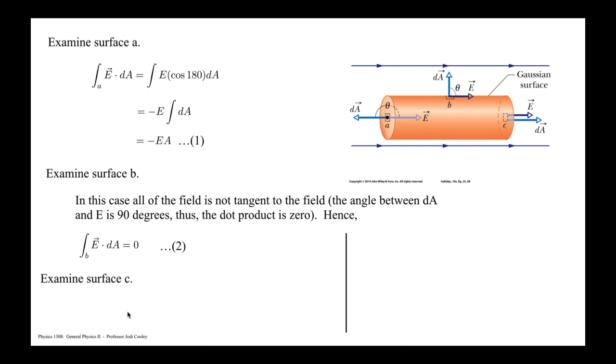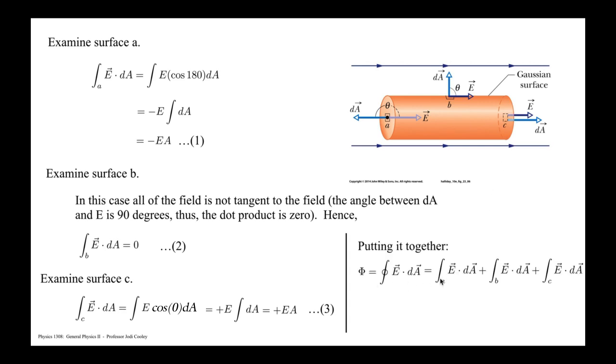Finally, let's examine surface C. The integral E dot dA, again, just like in the case for A, is E cosine times dA. So this time, though, the E field's in the same direction, so we end up with plus E, the integral of dA. And so we end up with a plus E times A, where again, we're just using A to represent the area of the face of the surface of the cylinder.